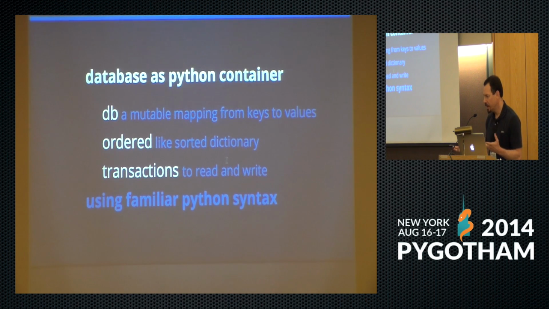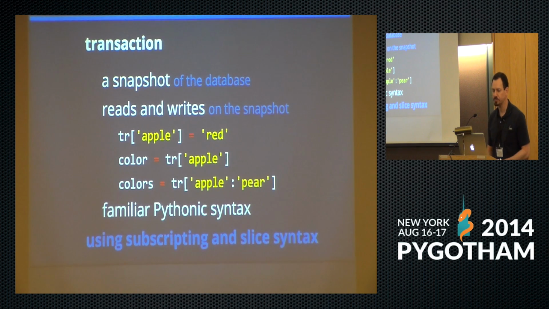It's ordered. So in Python terms, it's sort of like a sorted dictionary, not an ordered dictionary. The ordered dicts in Python are recording the order of the key insertions. This is more like a sorted dictionary where the ordering is defined on the sort order of the keys. And all reads and writes to the database are through transactions using very familiar Python syntax.